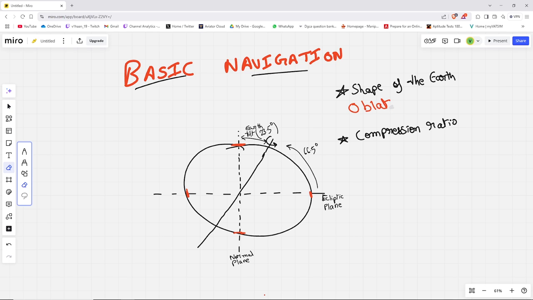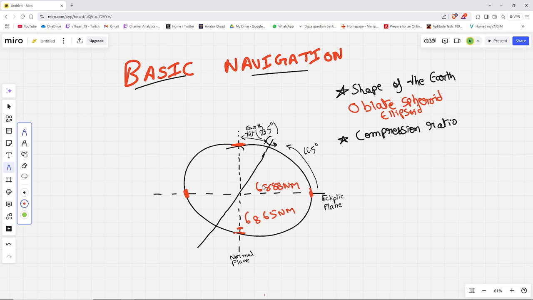It's actually an oblate spheroid, or it can also be called an ellipsoid. It's not a perfect sphere. Now the polar diameter, which is between North and South Pole, is 6865 nautical miles, and the equatorial diameter between these 2 points is 6888 nautical miles.